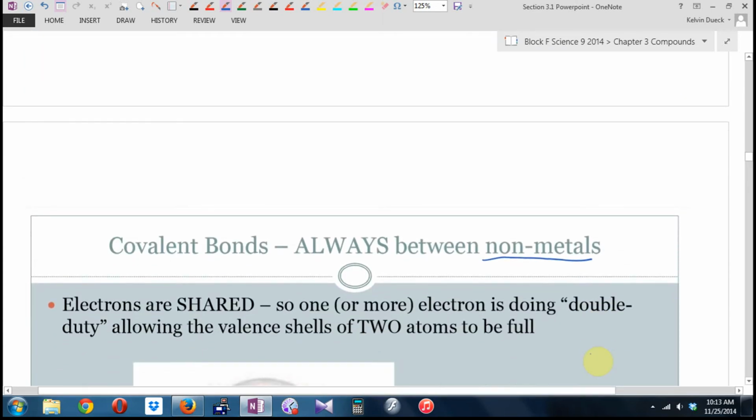So in a covalent bond, the electrons, by the way, you can write the word electrons, or you can put e negative, are shared. So one or more electrons is kind of doing double duty. It's keeping both atoms happy. It's allowing the valence shell of two atoms to be full. And once you've got that, turn the page.